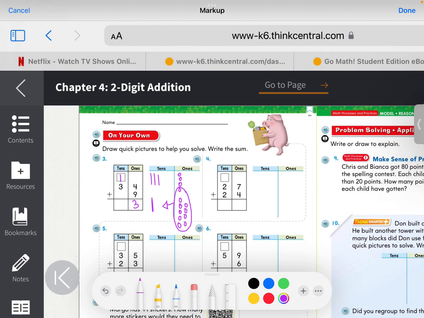I already wrote where I had created a 10. So I can tell by both my picture and my math sentence that I have 4 tens, because 1 ten plus 3 tens is 4 tens, so my answer is 43.